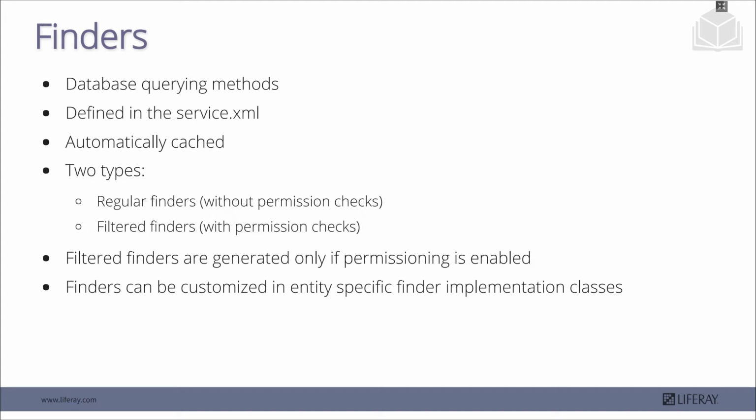So finders come in two different types. We have regular finders, which do not do permission checking, and then we have filter finders. This is where permission checking takes place. So filter finders are only generated if permissioning is enabled. On top of that, finders, like we said, can be customized. So we have a lot of control over how to find our entities.